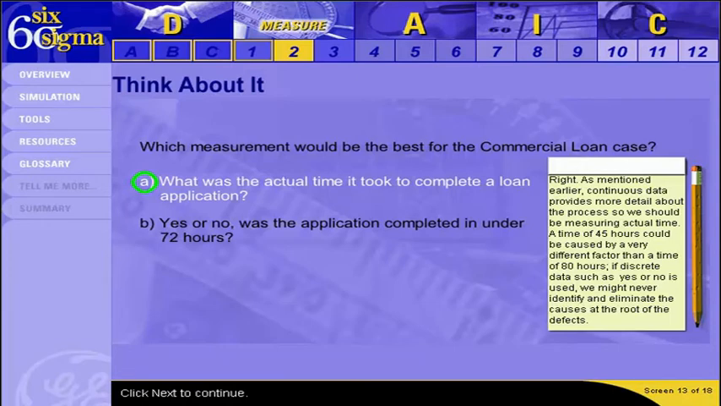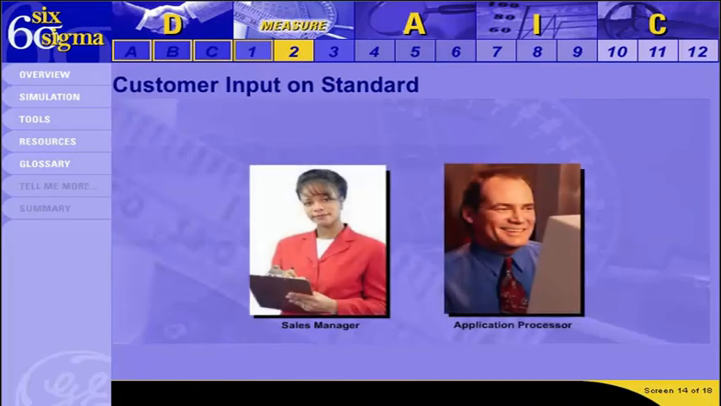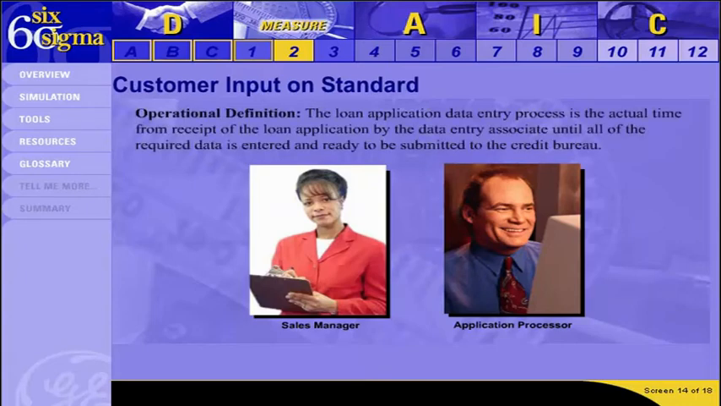root of the defects. Siggy has reviewed existing GE procedures on this process and talked with the sales manager and some of the data entry associates and loan applications processors about the loan application process. Here is the official GE operational definition, which these internal customers have also agreed to. The loan application data entry process is the actual time from receipt of the loan application by the data entry associate until all of the required data is entered and ready to be submitted to the credit bureau. The customers have also provided some other useful information. Click on the pictures of the sales manager and the application processor to see what they had to say.